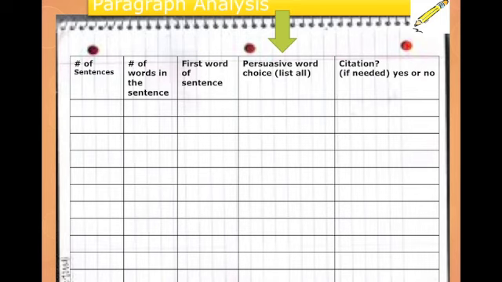How about your persuasive word choice? Are you appealing to the reader by using emotive language? Are you thinking about the connotation of your words? If not, you need to go back and take a look at that. And then finally, a citation. You should have at least one sentence in every body paragraph that has a citation. So you either need to say yes or no, and I should be able to see when I look at this paragraph analysis that you have at least one sentence with a citation. Now, you could have more than one citation, right? If you've used more than one fact in your paragraph, you might have more than one yes on here. But I should see at least one sentence that has a yes marked.